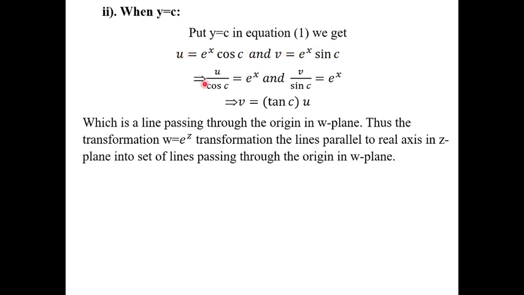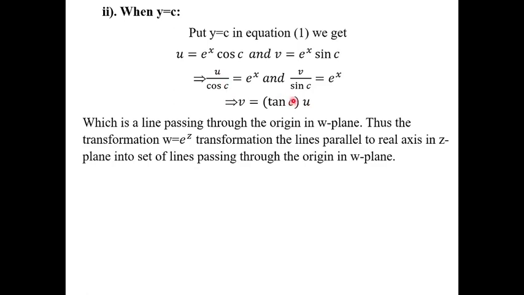Now, divide u and v. This can also be written as u by cos c. Here x is a variable, cos c is a constant. So this can be written as e power x is equal to u divided by cos c, and e power x can be written as v by sin c. Here RHS are same, so we are equating the LHS. We get u by cos c is equal to v by sin c. That is v is equal to sin c by cos c into u. What is sin c by cos c? Tan c.